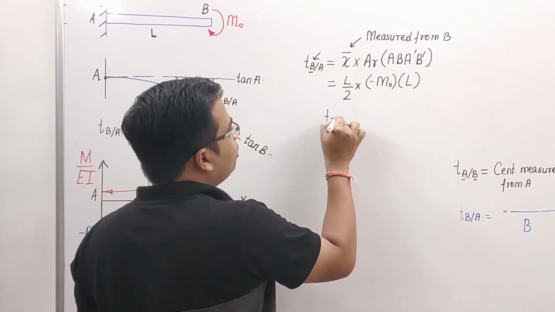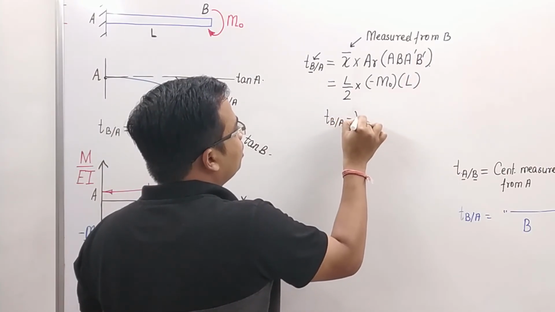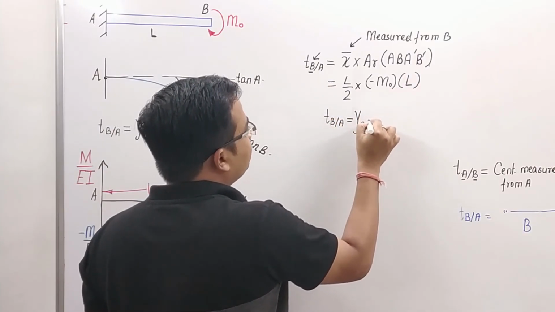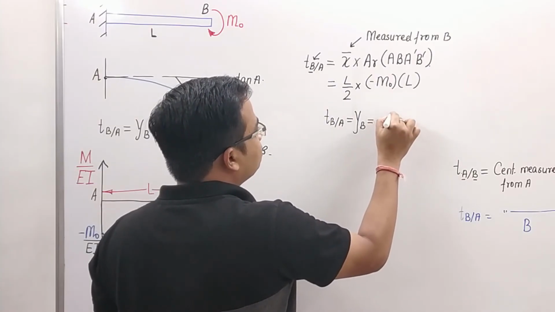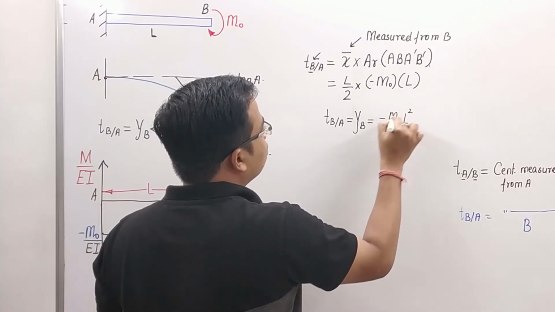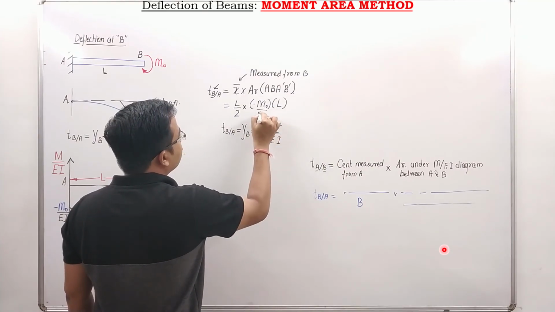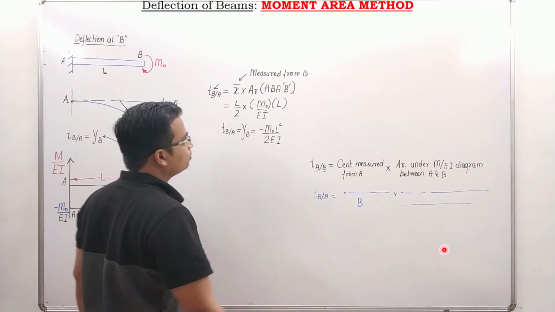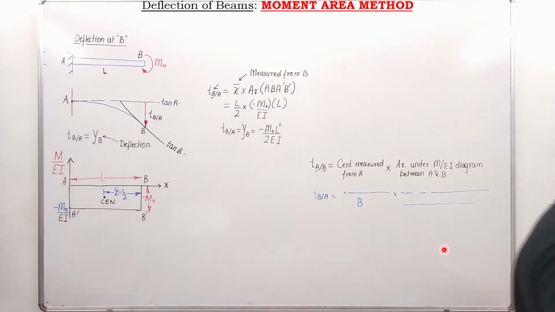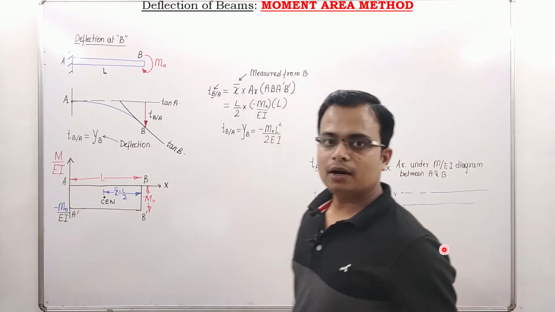So TB2A, that is the deflection at the free end, by the way, is minus m0 L square divided by 2 EI. I forgot to write this EI. Brilliant. Let me just make a quick check. Minus m0 L square upon 2 EI. Okay, understood the point?